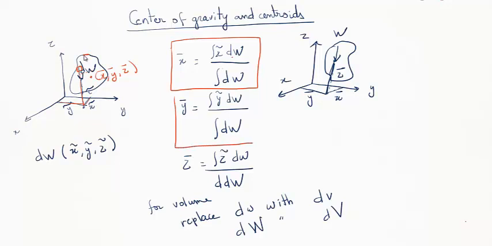Same for y bar. It's going to be integral of y dw over integral dw, and z bar is going to be integral of z dw over integral dw. Sorry. Now for anything else, if it is volume, for example, we replace dw with dv. For distance, for whatever you want, it's going to be the same equation, you just change the notation on it.